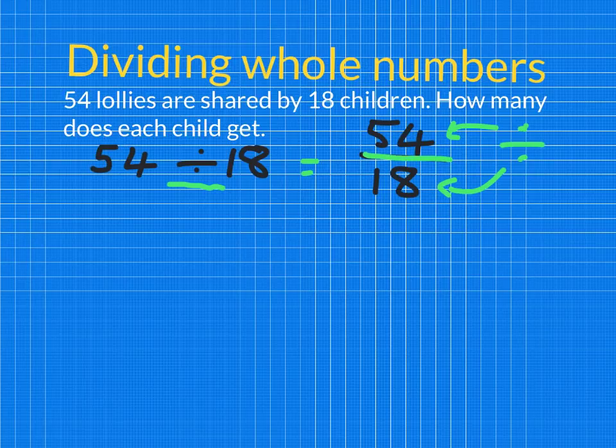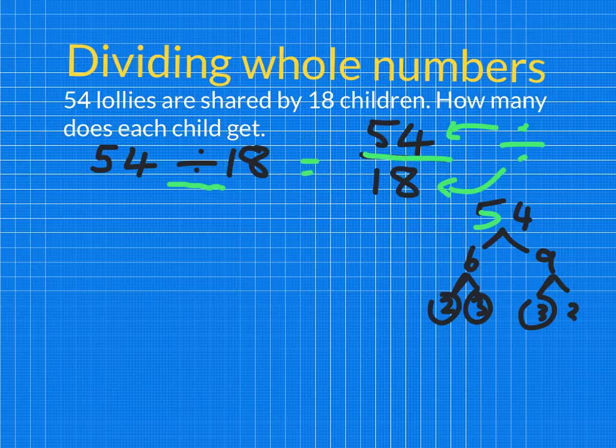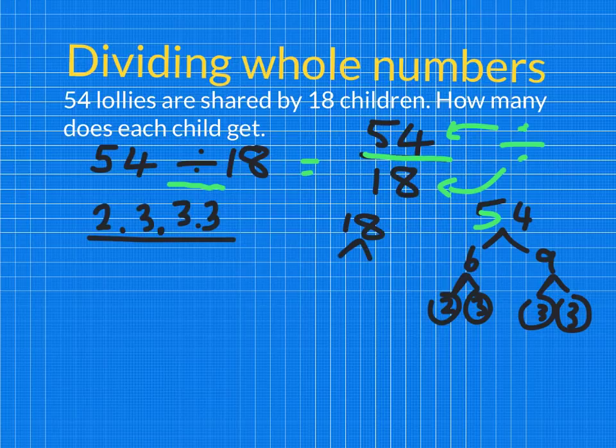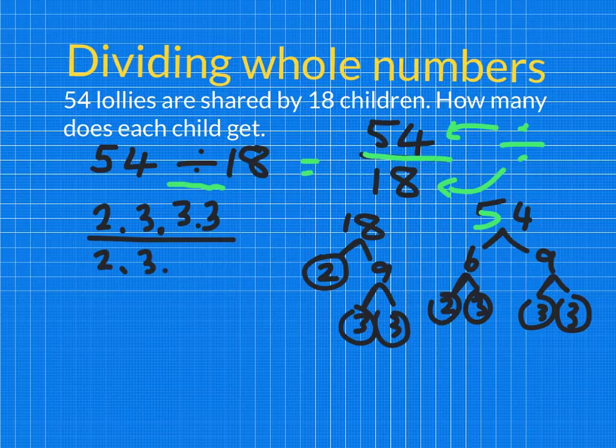Then we're going to use prime factorization to work out the prime factors of 54 and 18. So we have 54. 54 is going to be 6 times 9. So 6 is 2 times 3, they're both prime, and 9 is 3 times 3. So 54 we can now write as 2 times 3 times 3 times 3 over 18, written as its prime factors. 18 is 2 times 9, 2 is prime, 9 is 3 times 3. So 18 can be written as 2 times 3 times 3.